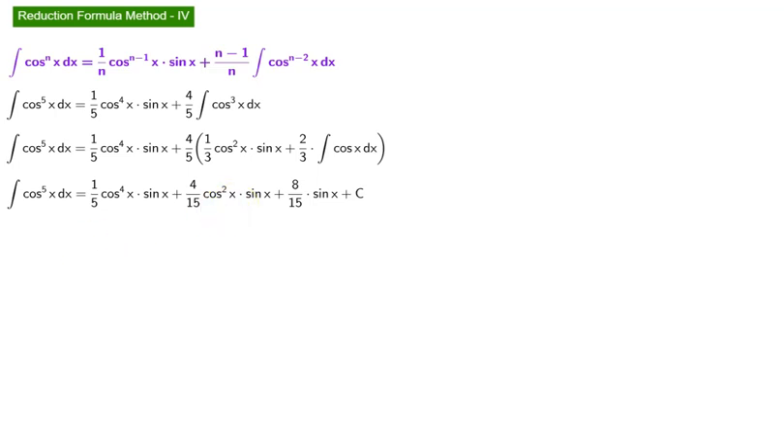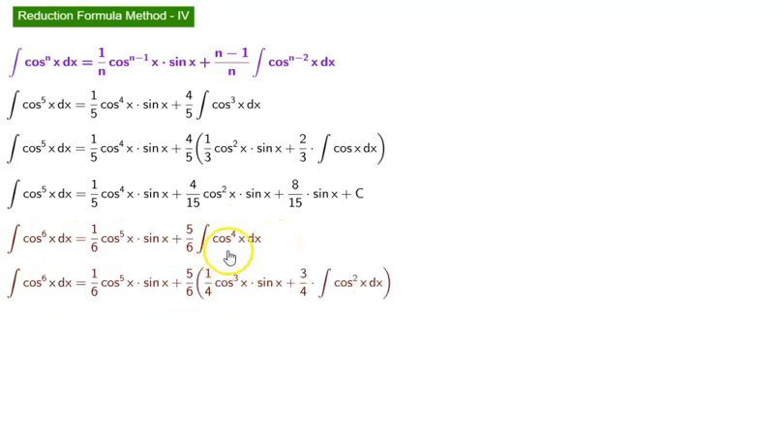Now let's look at an even power. So integral of cos to the power of 6x dx is equal to 1 by n, that is 1 by 6 cos to the power of 5x times sin x plus 5 by 6 times the integral of cos to the power of 6 minus 2, that is 4x dx. Again applying the formula, we get 5 by 6 times 1 by 4 cos cube x sin x plus 3 by 4 times the integral cos square x dx.